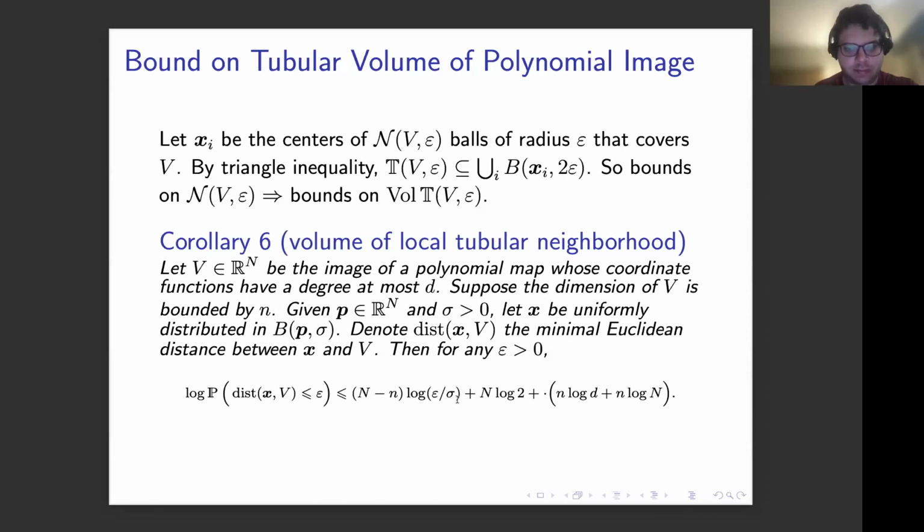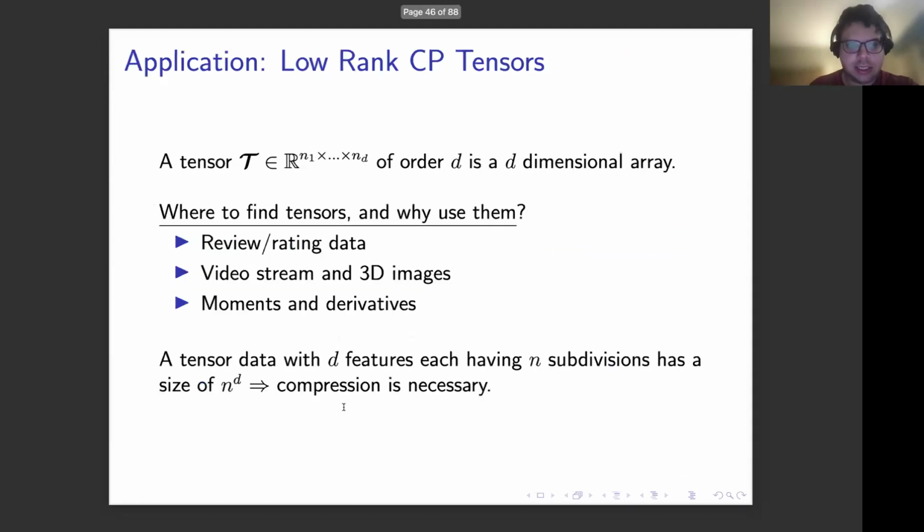So we will apply this now to a particular set V that has been of interest, and see what probabilities we actually get. Our set V will consist of low-rank tensors. For people who don't know, a tensor is just an array of numbers, a dth order array, n1 by n2 up to nd. It's like a higher order matrix.